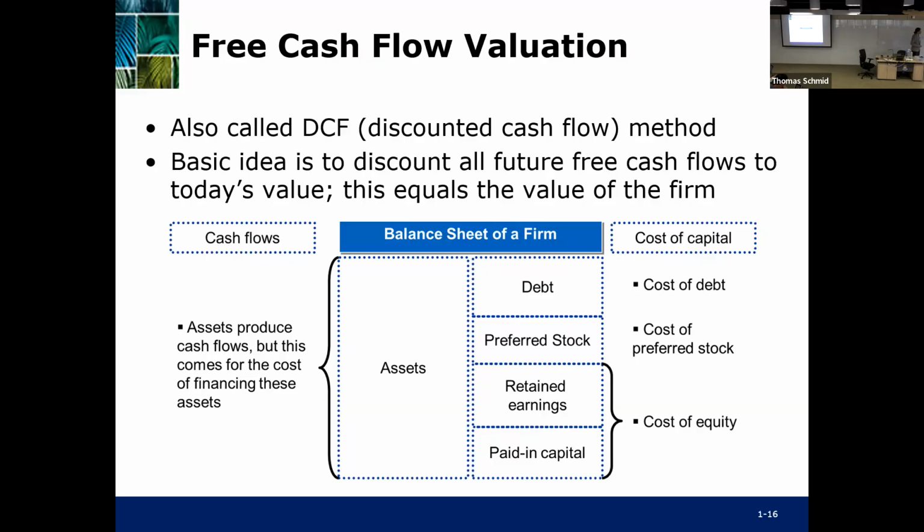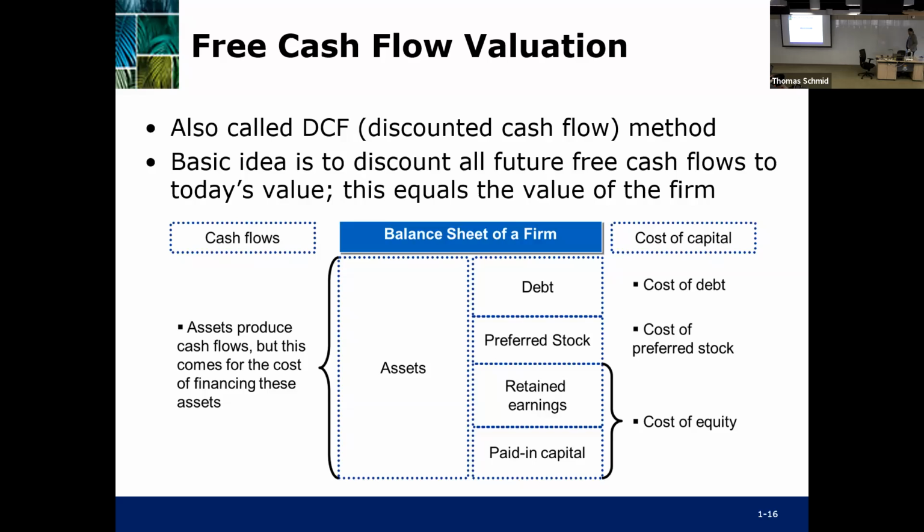The basic idea of the free cash flow valuation is very similar to the dividend discount model. We discount all future free cash flows instead of dividends to today's value. If we do that, what we get is the value of the firm, which is a bit different from before. When we discount the future dividends, we get the value of the stock, the value of equity. When we discount the future free cash flows, we get the value of the firm. Which isn't a big deal, because if we have the value of the firm, we just have to subtract the value of debt, and then we have the value of equity.